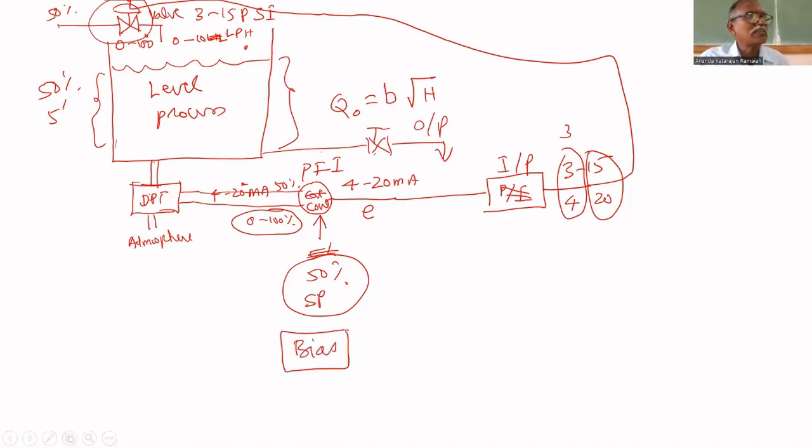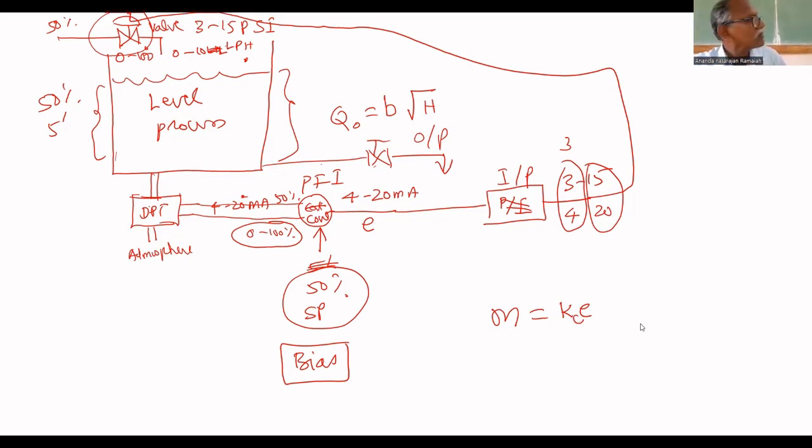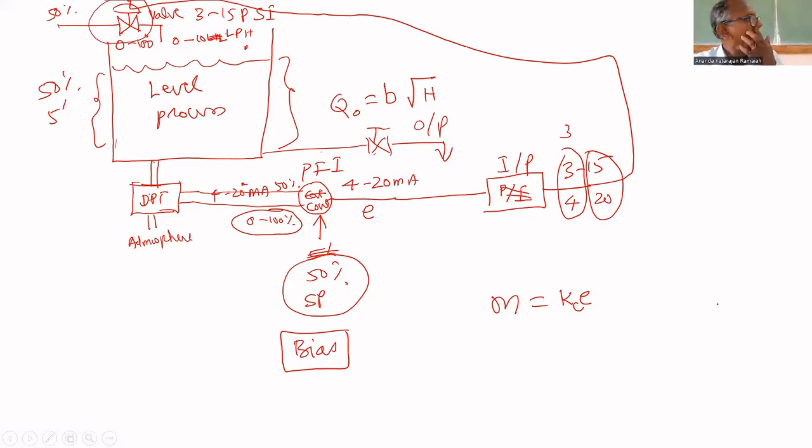What is the PI controller output M? It is based on error: controller gain multiplied by error. Am I correct or not? Controller gain is called Kc, so Kc multiplied by error. This is the proportional controller. What is the integral controller? Kc by Ti is a constant, times the integral of E dt. Am I correct or not? This is the controller output.